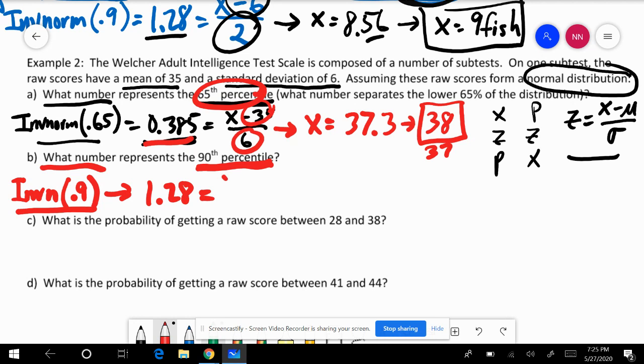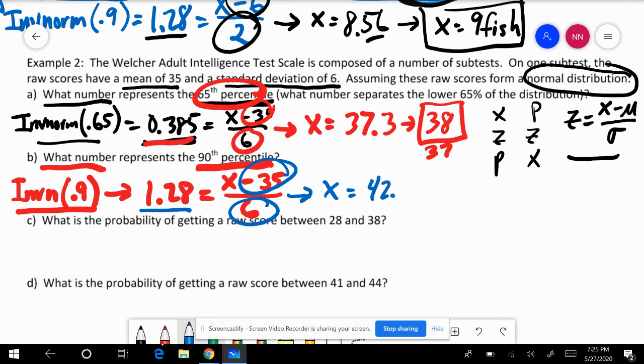We set that equal to x minus our mean divided by our standard deviation. Now, remember, in order to solve it, we take the 6, we times it by the 1.28, and then we add the 35. That right there gives us an x value of 42.6. And then because of rounding rules and us wanting a percentile being everything's below it, we're going to round up to a test score of 43.